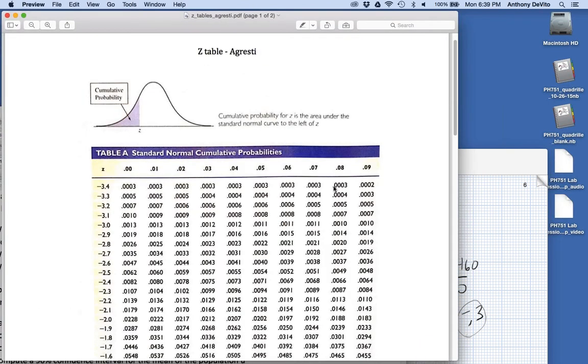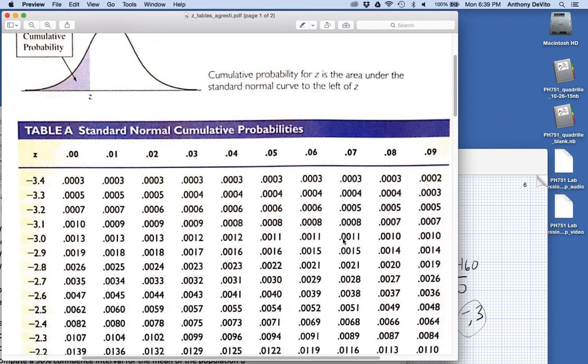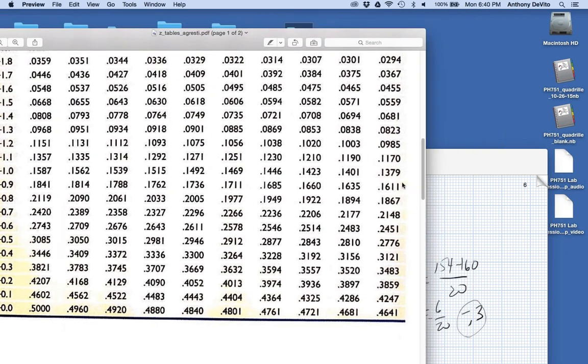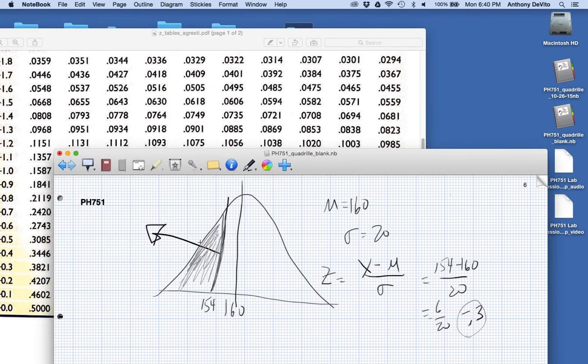Okay, yours may not look exactly like this one, depending on what you're using. So a z-score of negative 0.30 is about 38.2%, 0.3821 if you want to go that far. So the probability of my selecting a person from this population that has whatever this value is, weight, blood pressure, or blood sugar, who knows, is below 154 is 0.3821 or 38.21%. Okay, we're all comfortable with that, right?